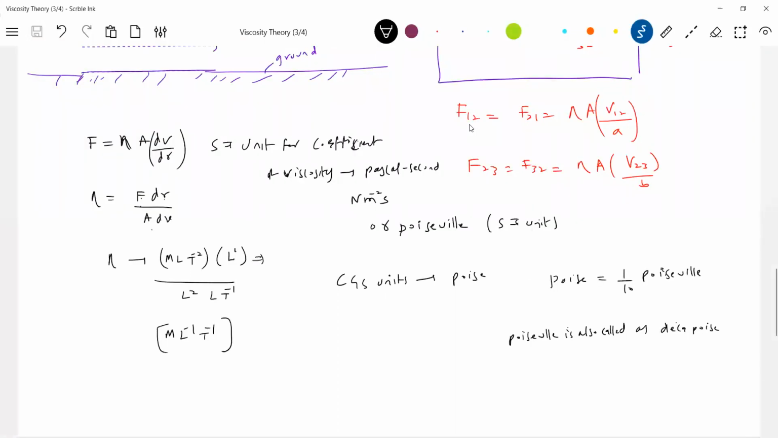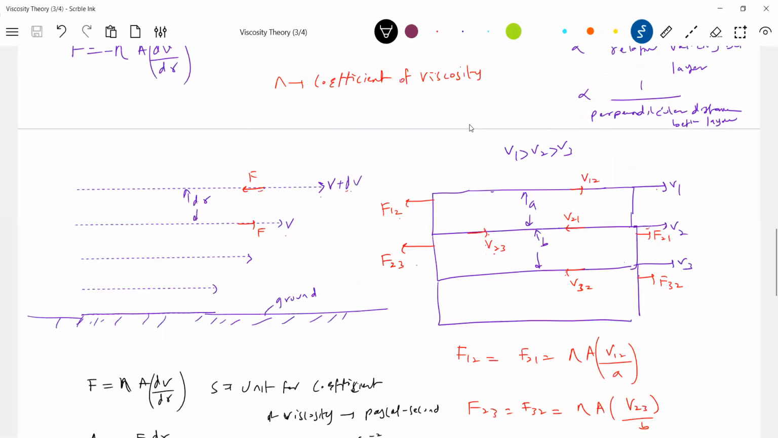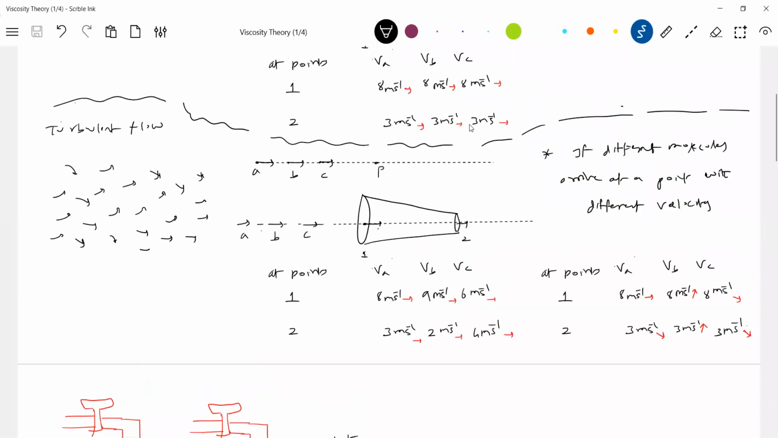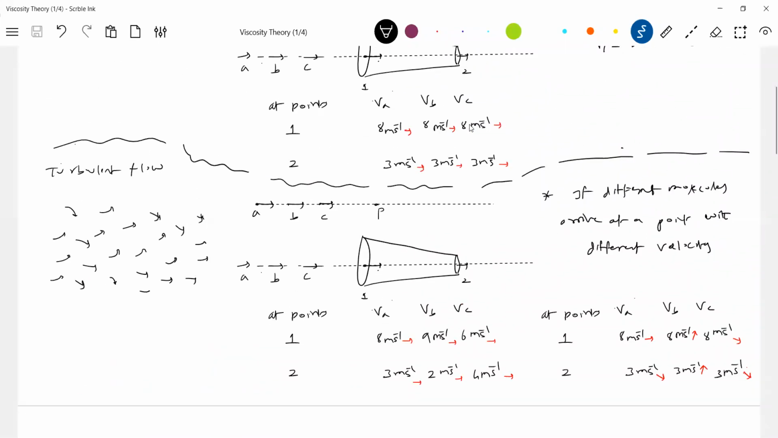Okay, the biggest problem is, viscosity we brought in. How to check whether the flow is streamline or turbulent? There's a big headache even till date. So there should be some method for streamline and turbulent.